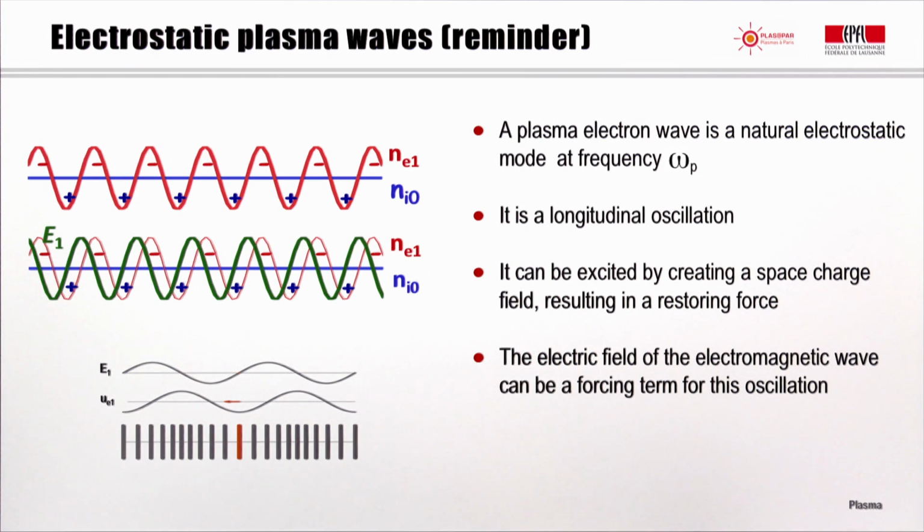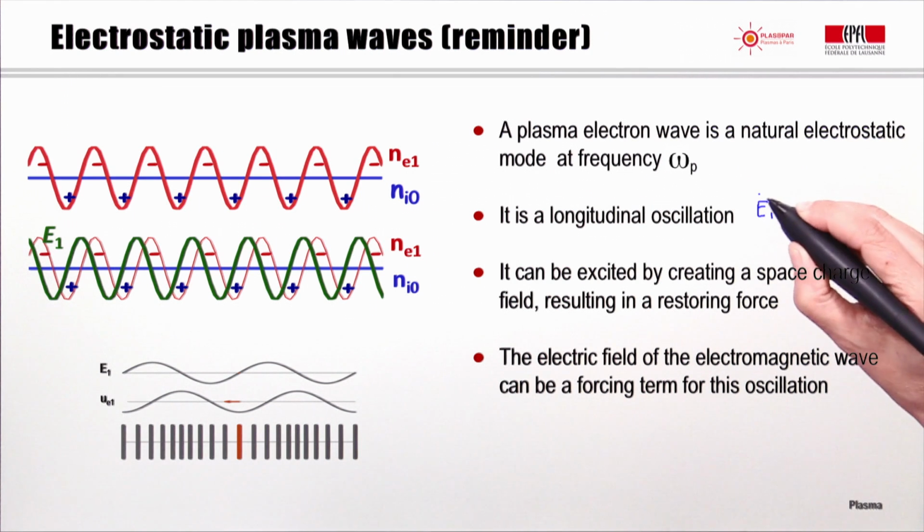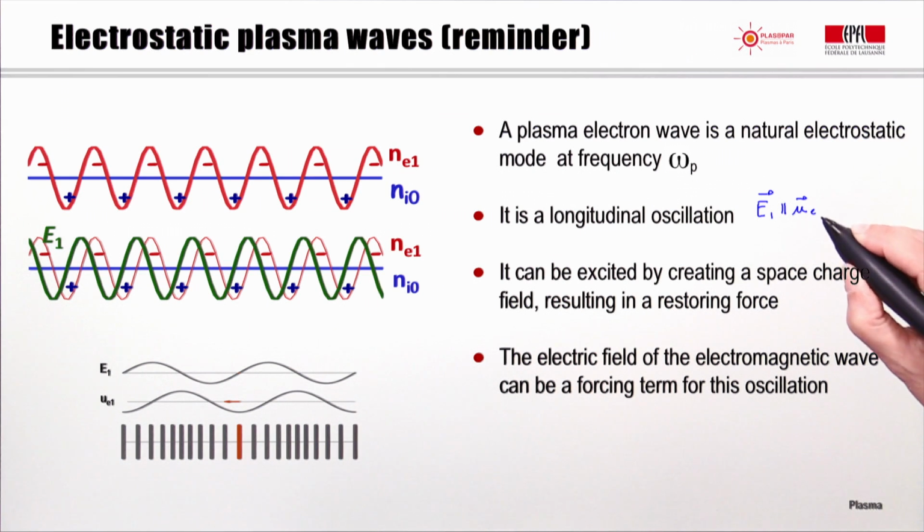As we have mentioned, in p-polarization, there can be excitation of an electrostatic plasma wave. So here is just a brief reminder of this kind of wave. A plasma electron wave is a natural electrostatic mode that oscillates at frequency omega p, the plasma frequency. It is a longitudinal oscillation, meaning that the electric field will be parallel to the velocity of the electron, and both will be parallel to the K vector, to the propagation of the wave, and there is no magnetic field.